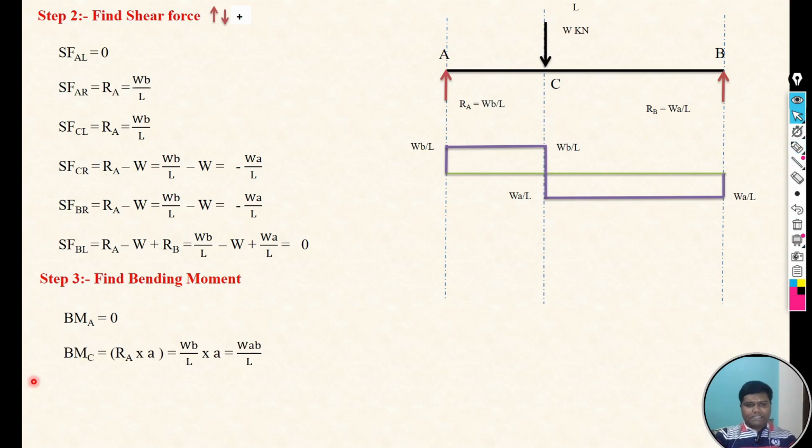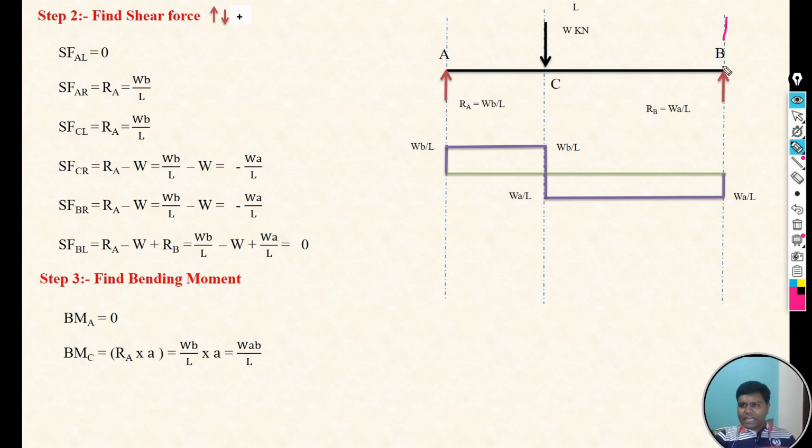So moment at C is RA into a, where RA is how much? Wb by L, that we have calculated already. So Wb by L into a, so moment at C point is Wab by L. So here we have calculated the moment at A point, then moment at C point. Now we have the next point, that is B.